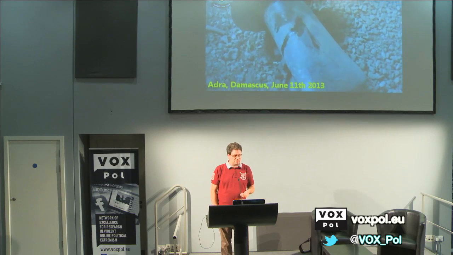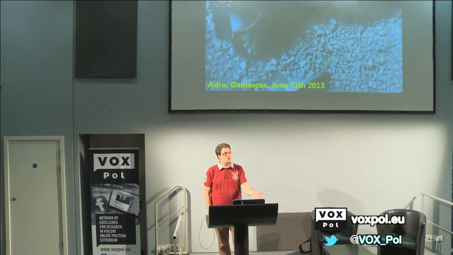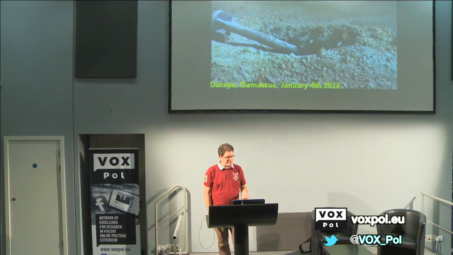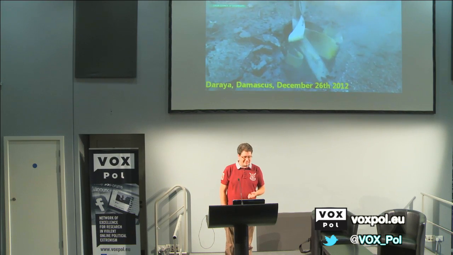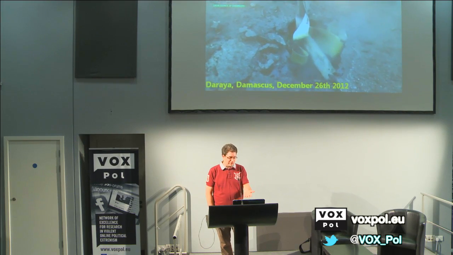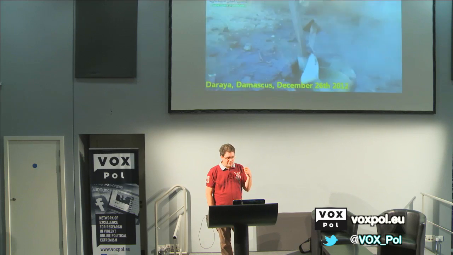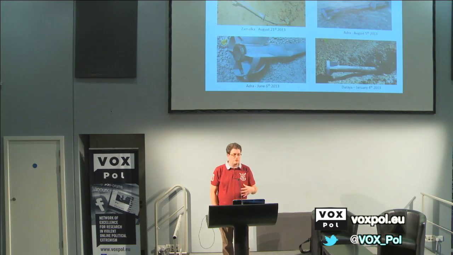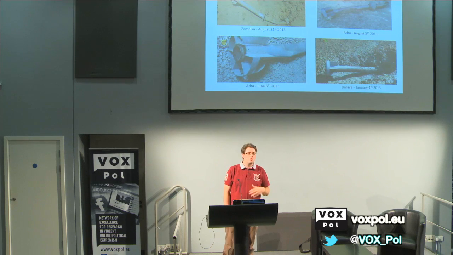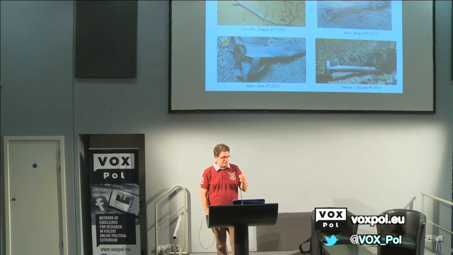So this is Adra, Damascus on June 11th, the same kind of rocket. Daraya, Damascus on January 4th, 2013, the start of 2013. December 26, 2012, a smoking crater with it in. As far as I could tell, these were all identical to what we were seeing. So we had all these previous examples going back months and months and months. So there's a whole debate about who's responsible, yet we have all this information going back months.